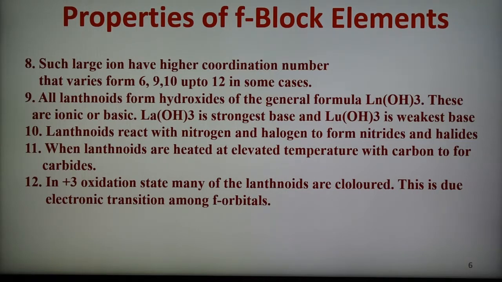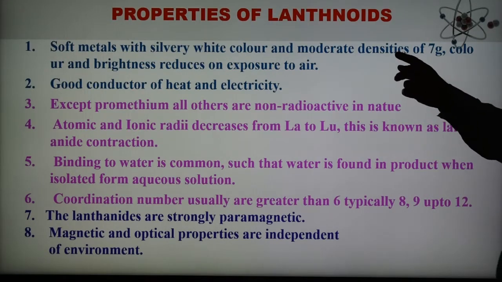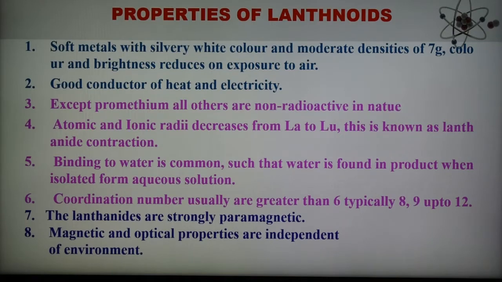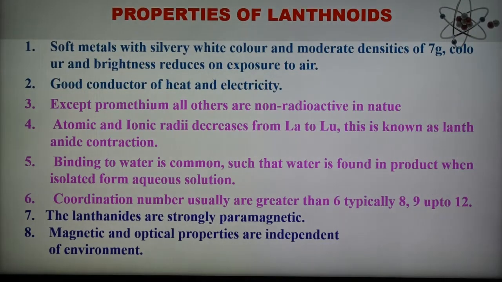In addition to that, there are some properties of lanthanide elements, that is about the F block. And what is meant by lanthanide and what are the different properties of these lanthanides. Generally the lanthanide elements are soft metals with silvery white color, and they have moderate densities of 7 gram per centimeter cube, and color and brightness reduce on exposure to air. So the brightness can be reduced when we expose it to the air.